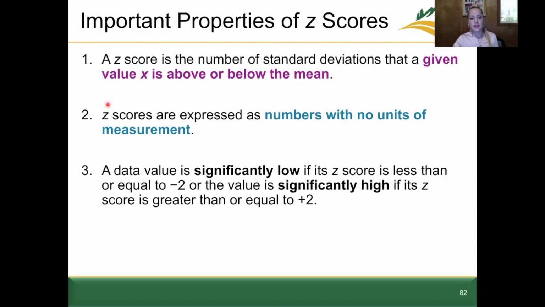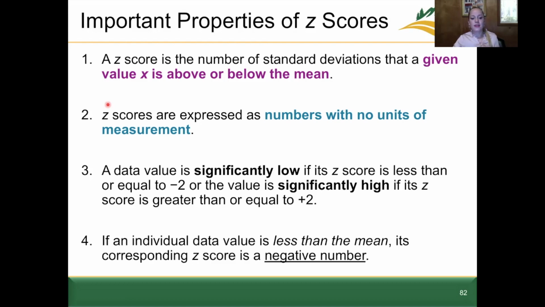Number 3, a data value is significantly low if the z-score is less than or equal to -2. Or the value is significantly high if its z-score is greater than or equal to +2. And we'll do an example of this where we determine the significance.